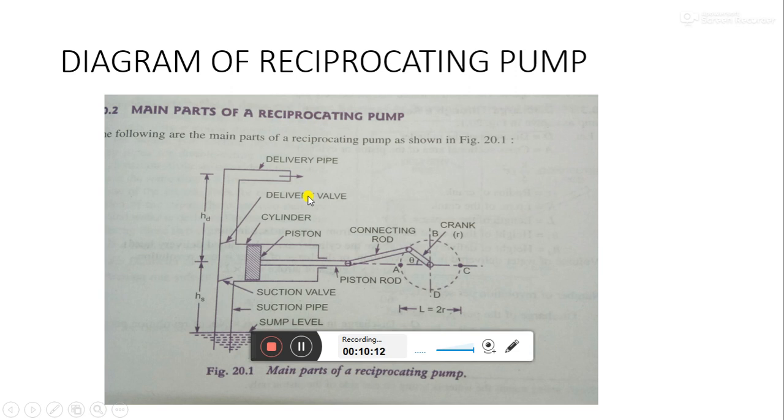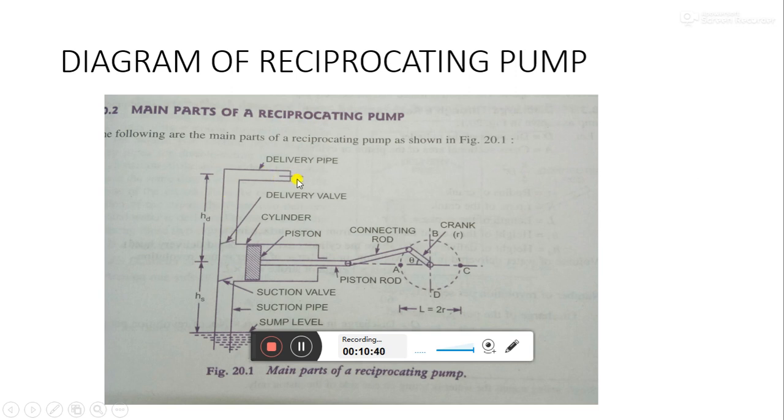Okay, so once again in the diagram we have the sump. Sump is not a part of the reciprocating pump, but from sump we need to take the water, and this is a suction pipe and this is a suction valve, this is the cylinder, and this is the piston. This is the piston rod, this is the connecting rod, this is the crank, and this is the delivery valve, and this is again a one-way valve, this is the delivery pipe.